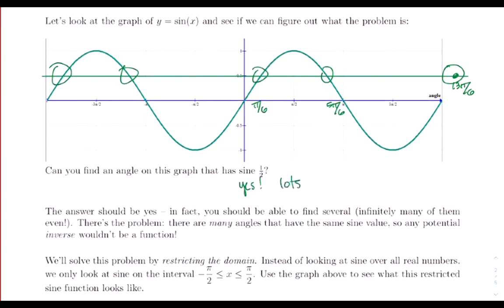So we can find lots of them. The problem is that there are so many angles that have that same sine value, so the inverse isn't a function.